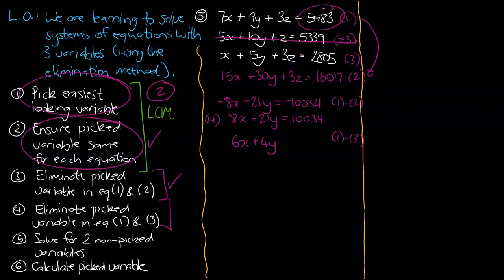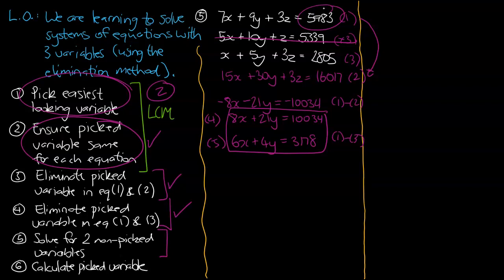And I've now got the number up the top minus the 2,805. And that gets me to 3,000, so equals 3,178. And we're going to call that equation number 5 because we've formed a new equation. So if you look at the two equations we have here, we have eliminated z, which we picked. We're now left with x and y. And that's what step number 5 is all about, finding those non-picked variables.